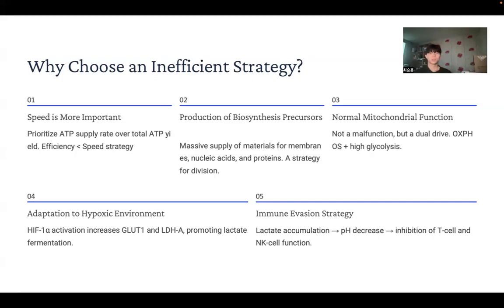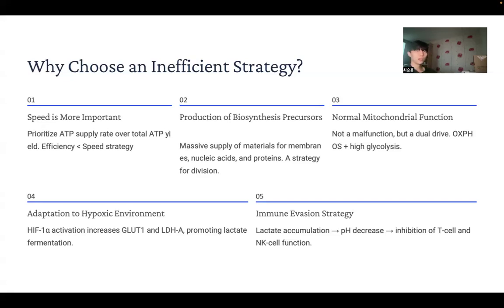Second, glycolysis supplies large amounts of biosynthetic precursors. 3-PG becomes serine and glycine. Citrate becomes fatty acids, and the PPP produces ribose and NADPH. These materials are essential for building DNA, membranes, and proteins.